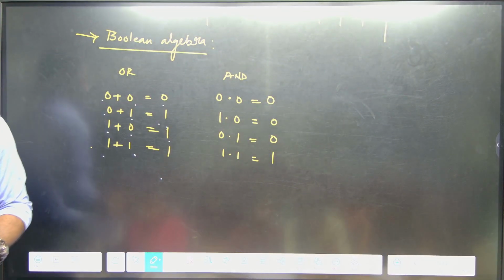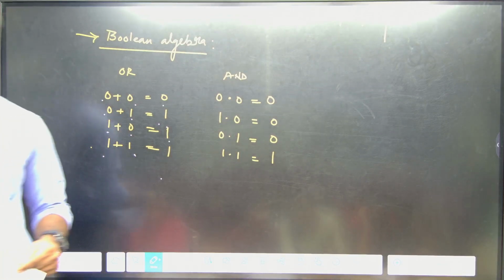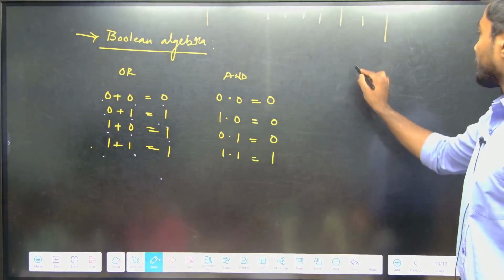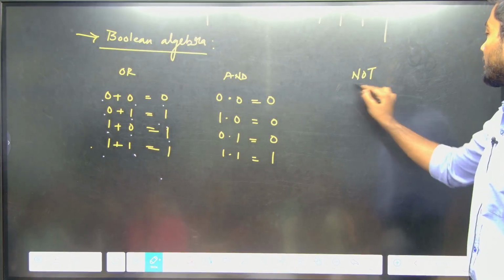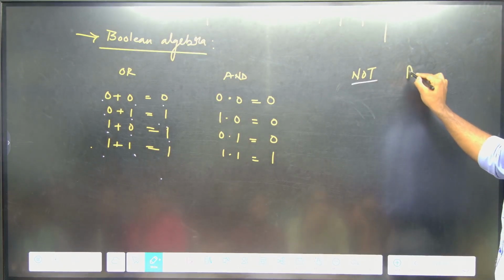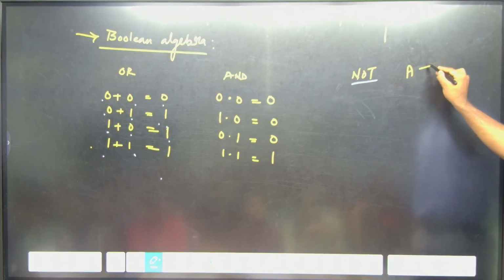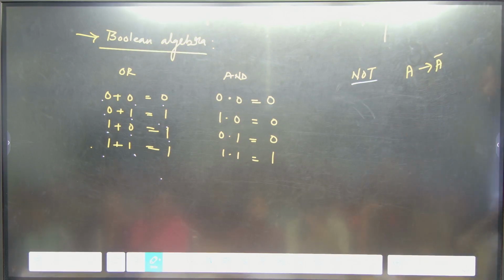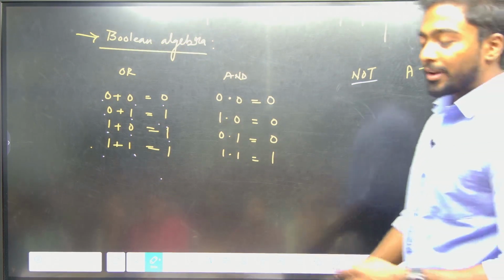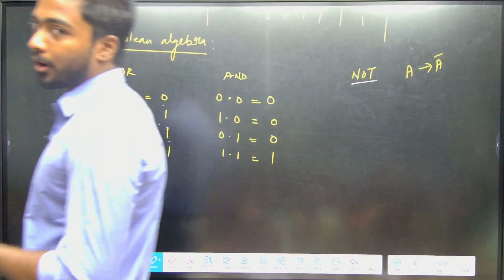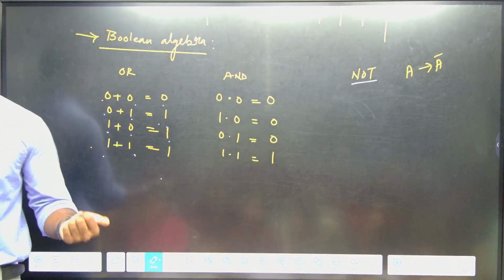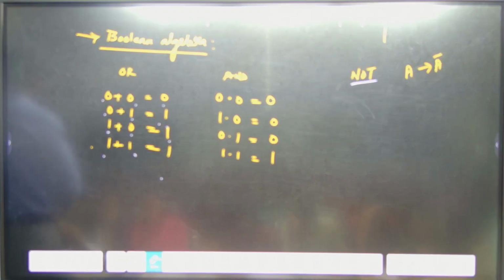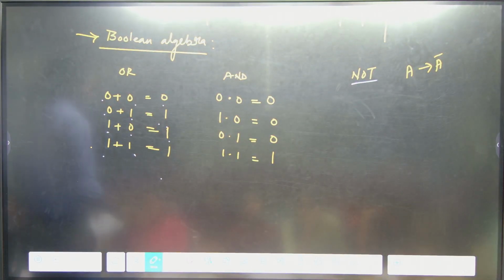Okay, so this NOT is nothing but the opposite of the value whatever we are getting. So if I am getting the value of A, the output will be A bar. That is the meaning of NOT. Like if I get the true value, it will give us false. If I get the false value, it will give us true. The opposite of the value I am getting. That is the meaning of NOT.